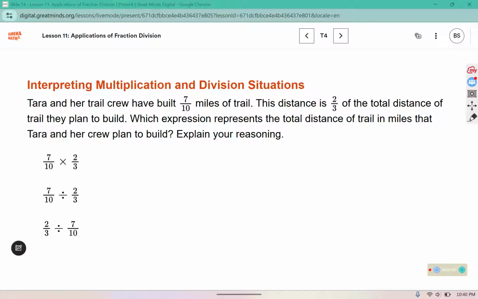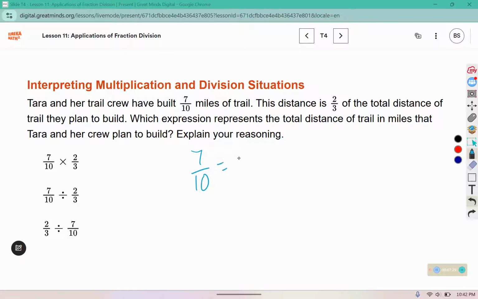Tara and her trail crew have built 7/10 miles of trail. The distance is 2/3 of the total distance of the trail they plan to build. Which expression represents the total distance of the trail in miles that Tara and her crew plan to build? Explain your reasoning. Well, we can think of this using the unknown factor equation.